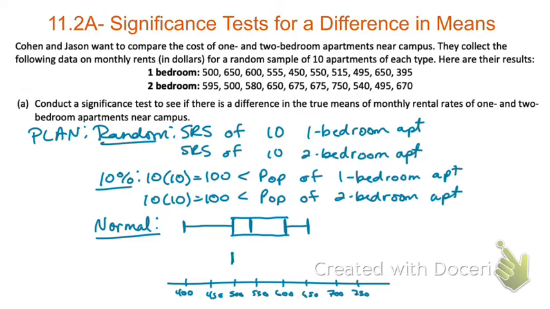And the bottom box plot: 495, 540, 622, 675, 750.